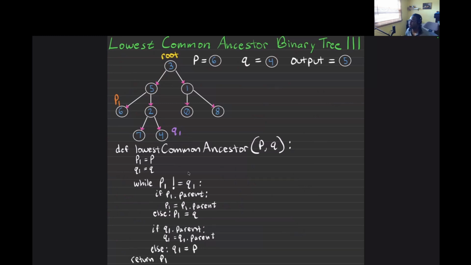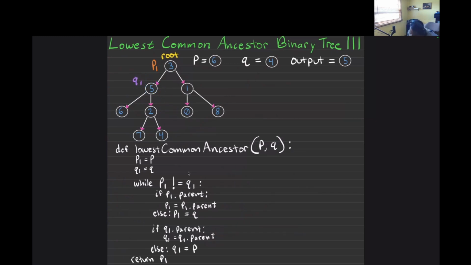So let's see if this logic works, okay? So P1 is equal to P, Q1 is equal to Q. So while P1 is not equal to Q1, that is true. If P1 dot parent, P1 is equal to P1 dot parent. It does have a parent, all right? If Q1 dot parent, Q1 is equal to Q1 dot parent. So we come back to the while loop, same logic, this comes here, and then this one comes here. Now it gets a little interesting.